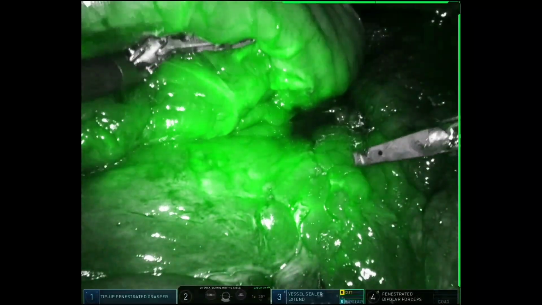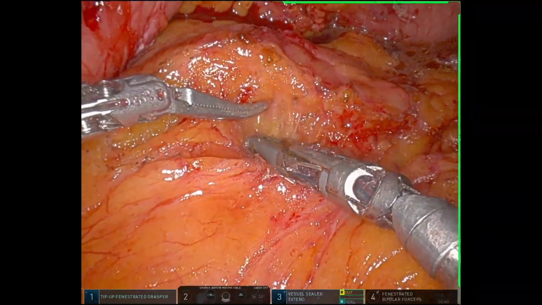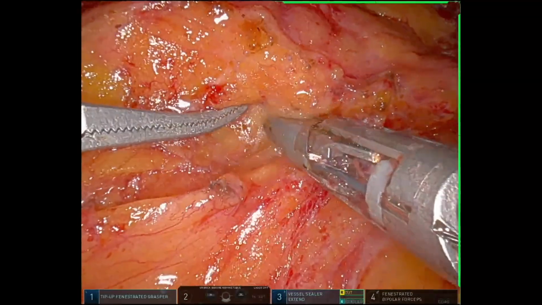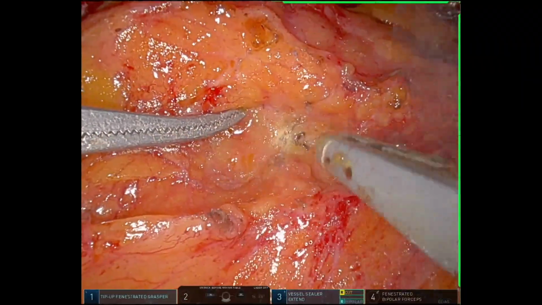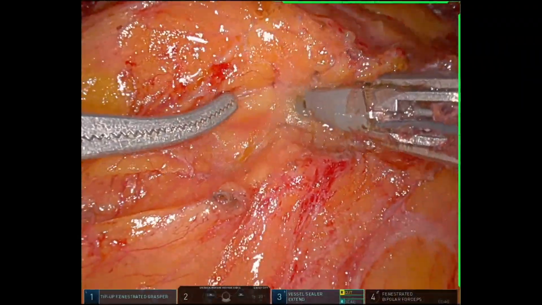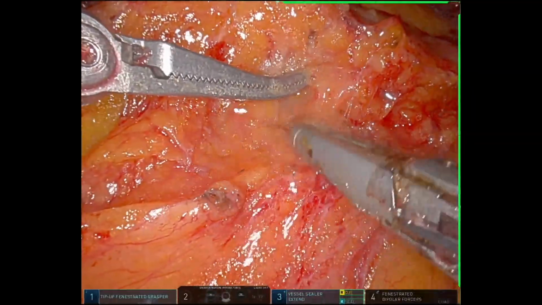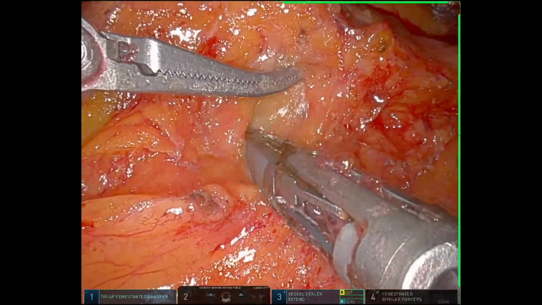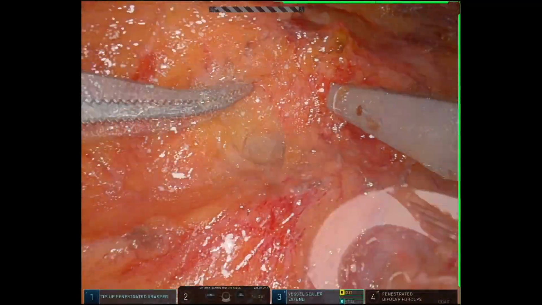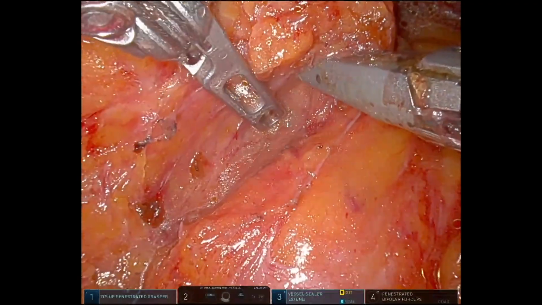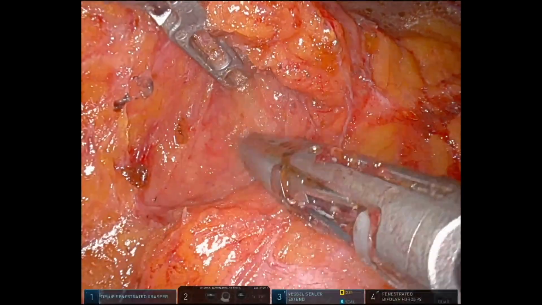Indocyanine green is administered to assist with identification of the pancreas, as significant peripancreatic fat limited visualization of the gland. The splenic flexure was mobilized and the inferior border of the pancreas was identified. The gland was dissected free along its inferior and superior edges.